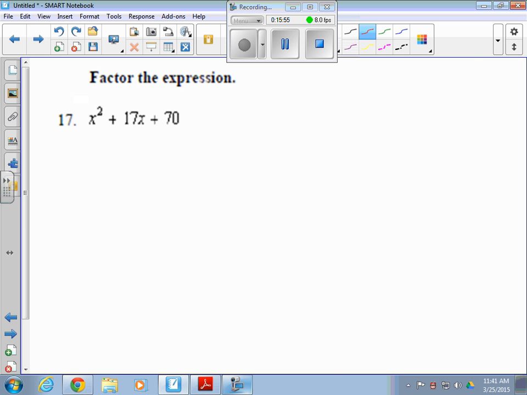17 tells you to factor this one. Again, you're making two binomials. X times x gives you x squared. Your factors of 70 are going to be 1 and 70, 2 and 35.